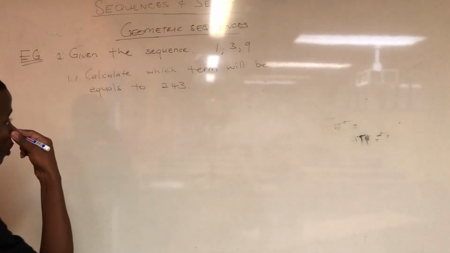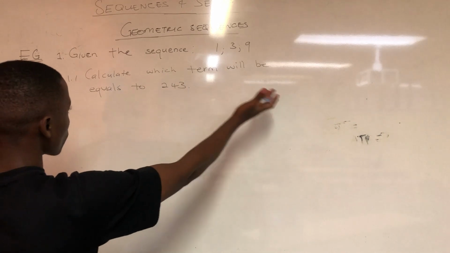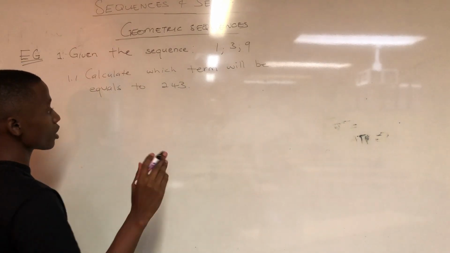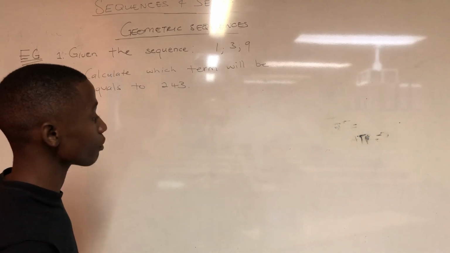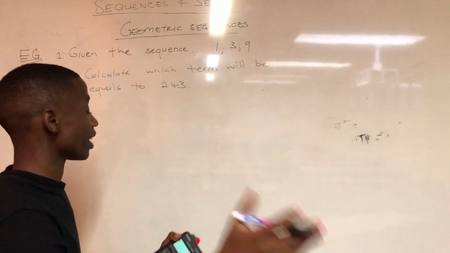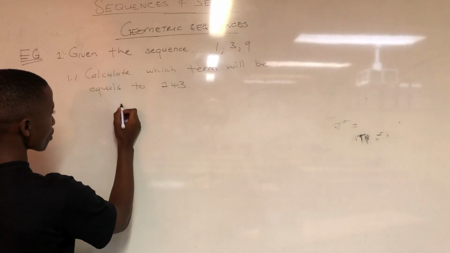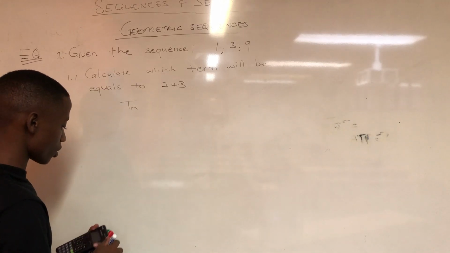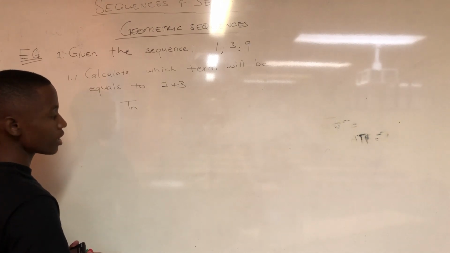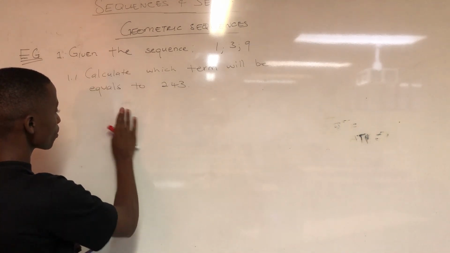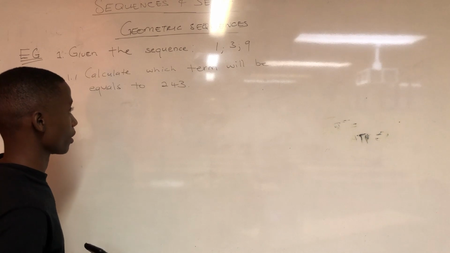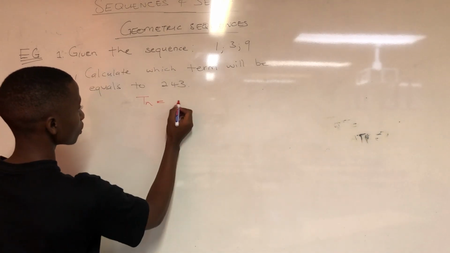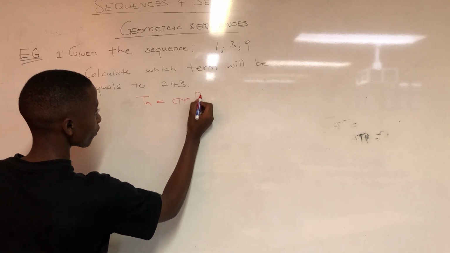Alright, so the very first question says calculate which term will be equal to 243. The very first thing that you have to do there is to formulate the nth rule of this particular sequence. So it's Tn. For our answers, let me just use red for answers, okay? So Tn is equal to A R to the power of n minus 1.